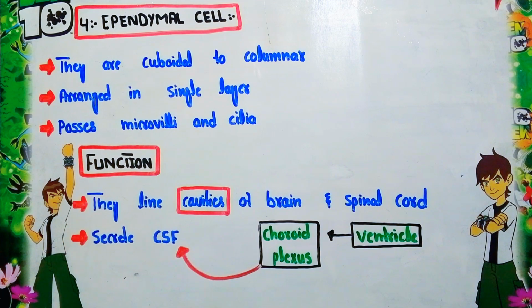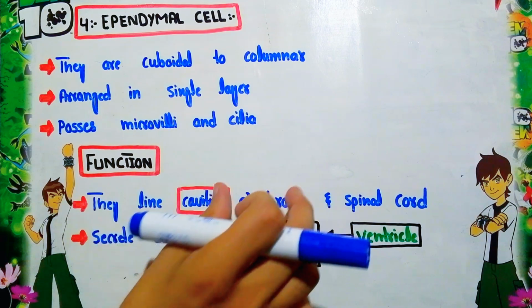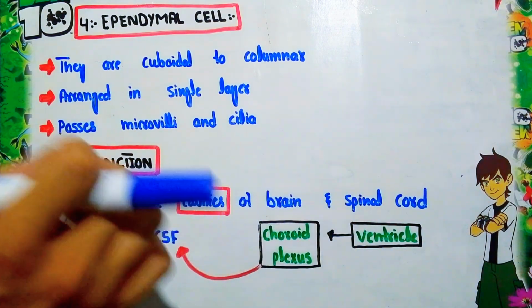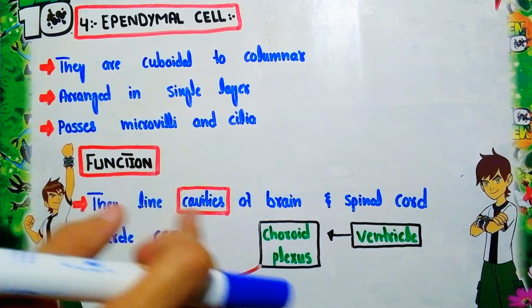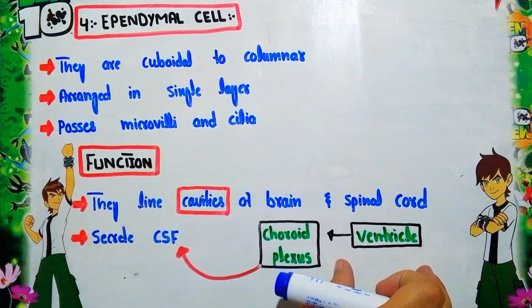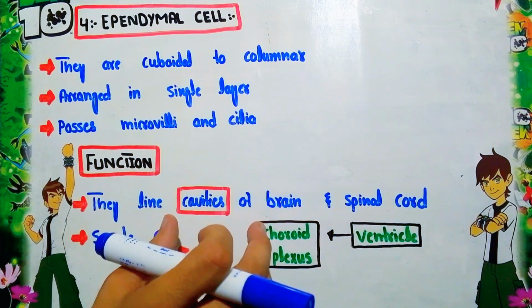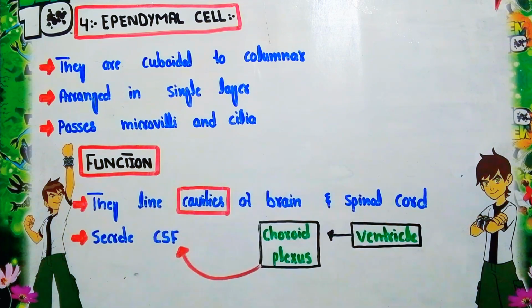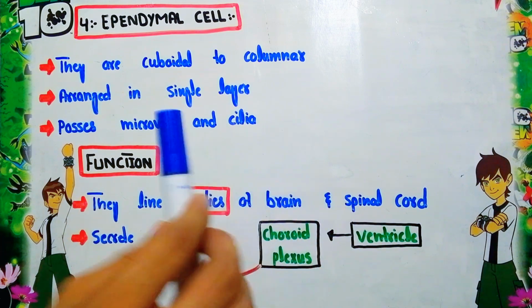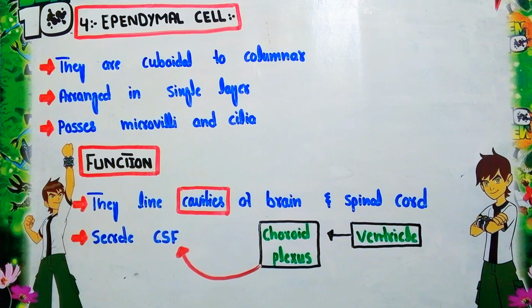The first function is that they line the cavity of the brain and spinal cord. Right in the brain, a special type of cavity is present. This cavity of the brain is called the ventricles. So ventricles are actually the cavities in the brain. The term ventricle is also used for the chambers found in our hearts. But the main difference is that in the brain, ventricle means the cavity of the brain, but in the heart it is used for the chamber of the heart.